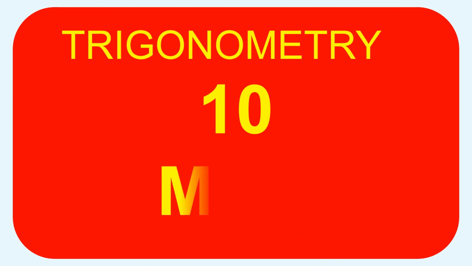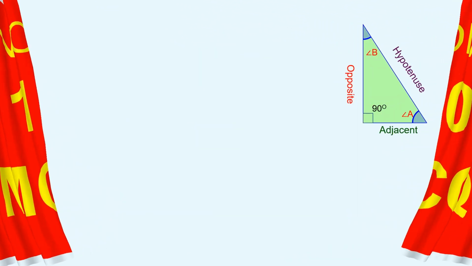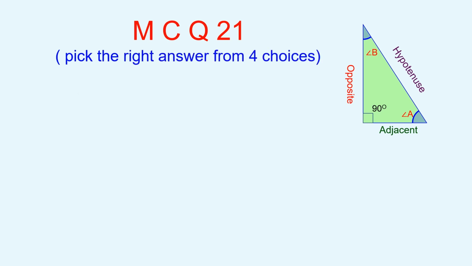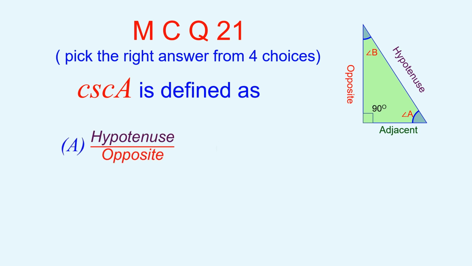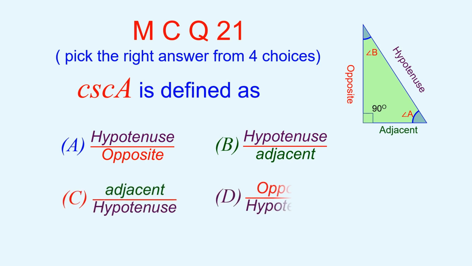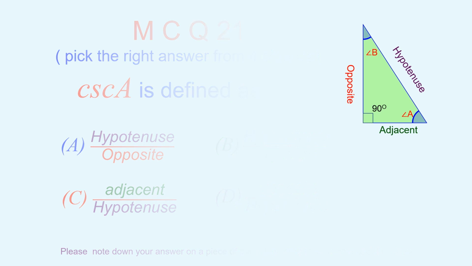Trigonometry. 10 MCQ or multiple choice questions. It is continued from earlier part 1 and 2. MCQ number 21. Please choose the right answer from 4 possible answers. The cosecant of A is defined as A. Hypotenuse divided by opposite. B. Hypotenuse divided by adjacent. C. Adjacent divided by hypotenuse. D. Opposite divided by hypotenuse. Please note down your answer on a piece of paper to verify it later at the end of the video.